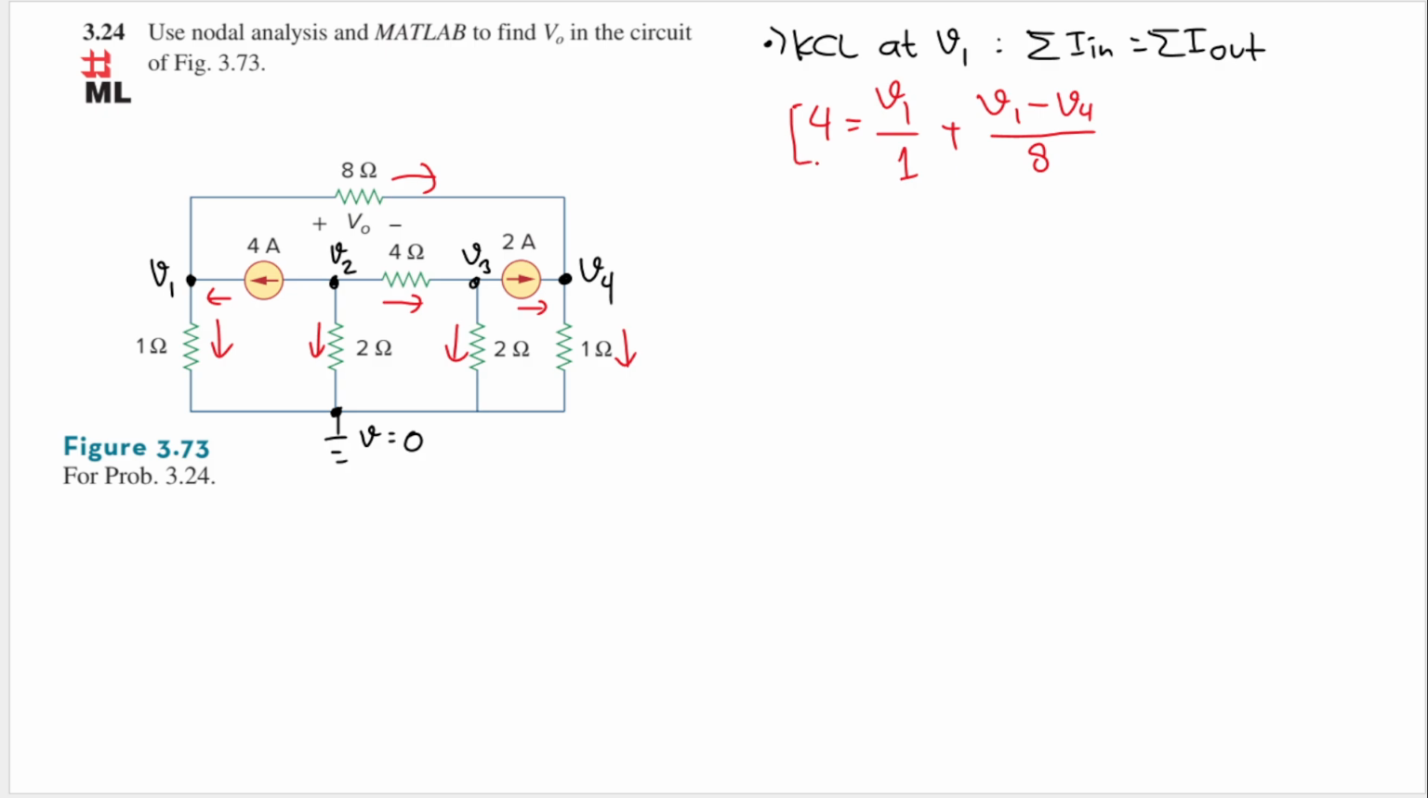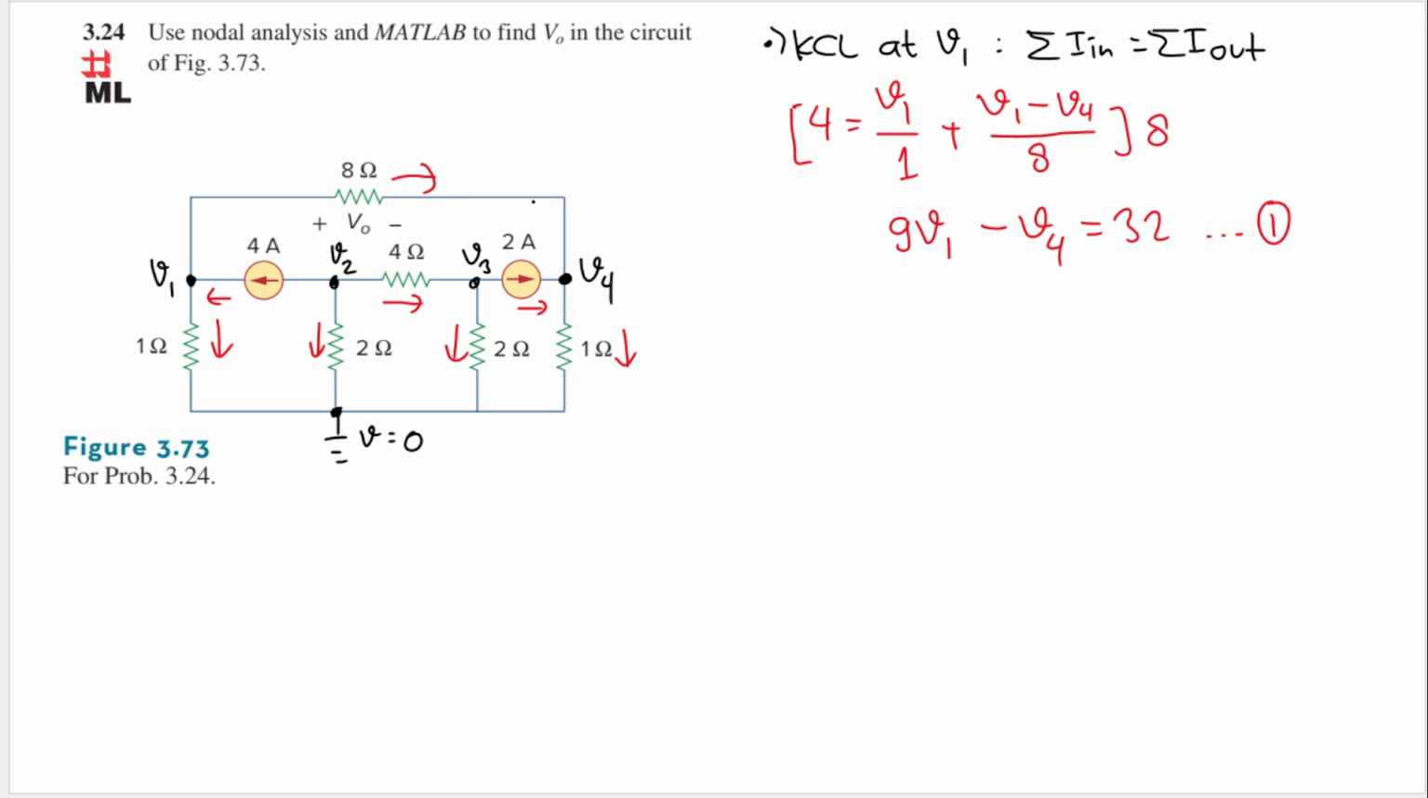Multiply both sides by 8. We will have 32 on the left hand side, and I will have 8V1. And this 8 will cancel each other. So 8 plus 1, we will have 9V1, and then minus V4. I just move this 32 to the right hand side. So 9V1 minus V4 equals 32, and this is our first equation for node V1.